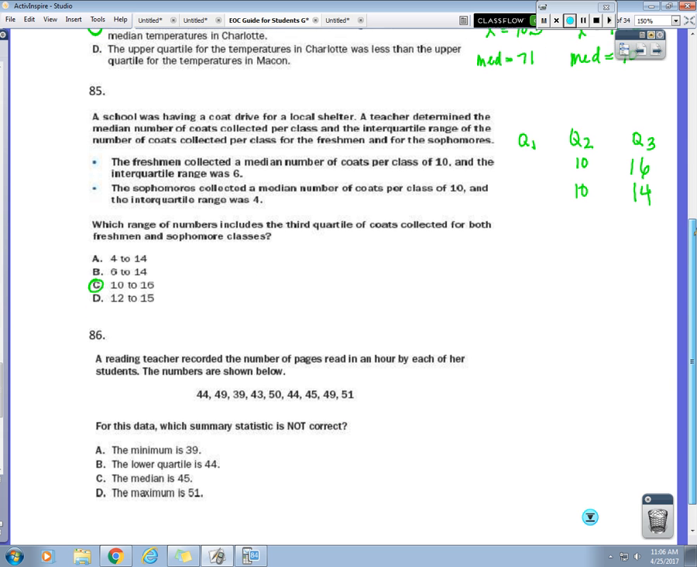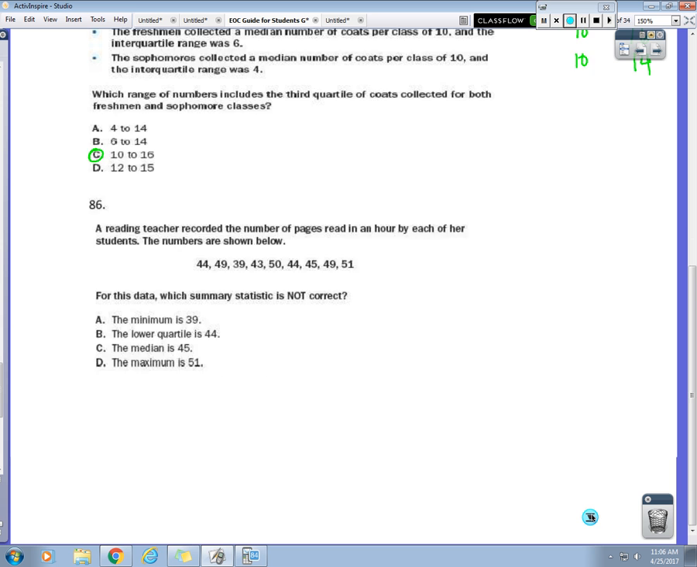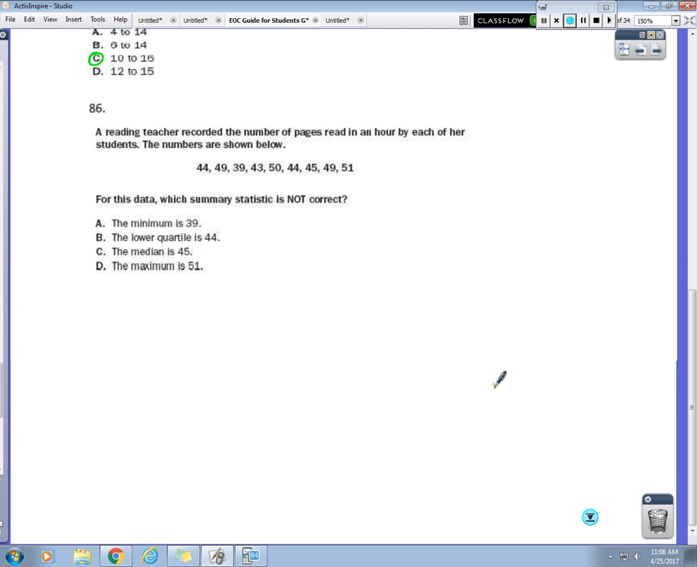Alright, number 86. A reading teacher recorded the number of pages read in an hour by each of her students, and the numbers are shown below. For this data, which summary statistic is not correct? Okay, well, is the minimum 39? Yes. That's the lowest number, but we're looking for not correct, so A's out.